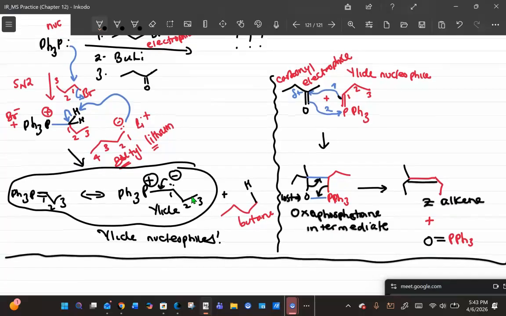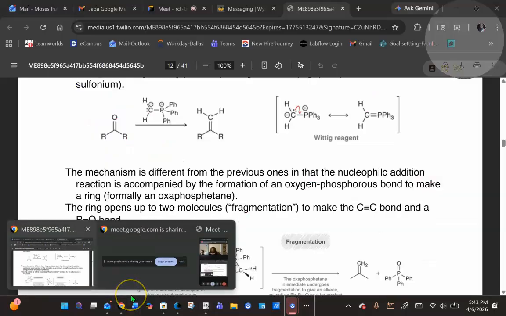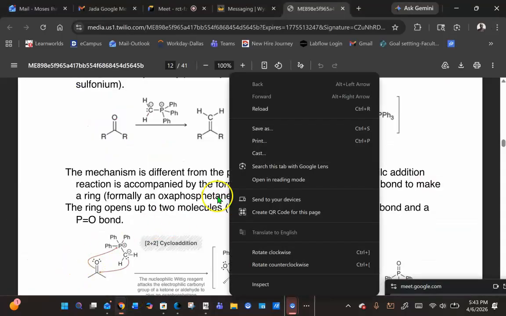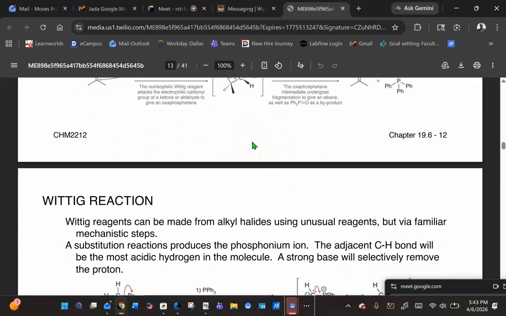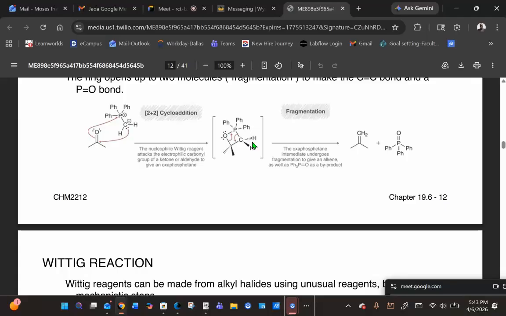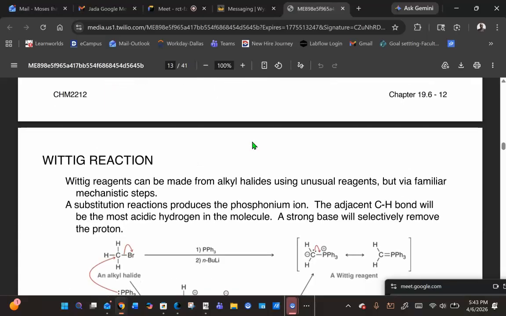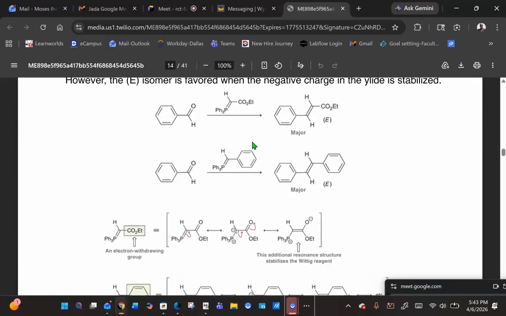Okay, so that is the mechanism. I hope that is clear. Except practice. And you'll see it is all that they're showing you here, nothing new. Just practice.